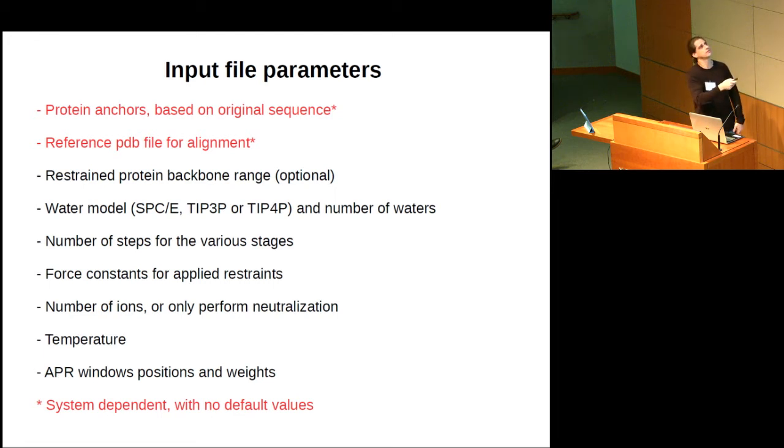You can also choose different things. You can apply conformational restraints that you're going to attach and remove, and calculate the free energy of that for a given protein backbone range, which is optional. You can choose the water model that you want, SPC/E, TIP3P or TIP4P. Number of steps for the various stages. Force constants for each restraint. Number of ions if you just want to neutralize the system. Temperature, and also the positions and weights for the different APR windows: the positions for the pulling, and the weights for the attaching and releasing. So all of these have default values, but these two you have to define once you start with a new protein.